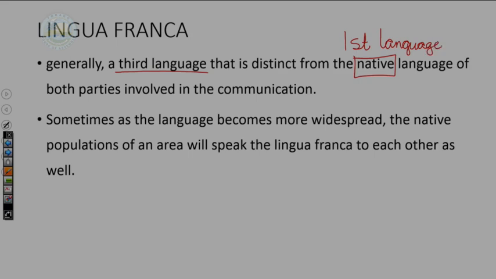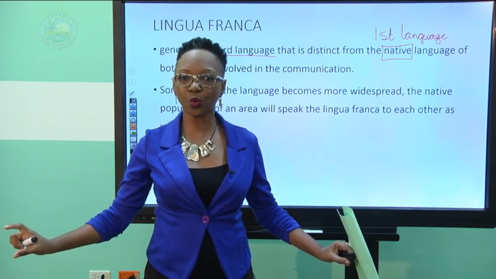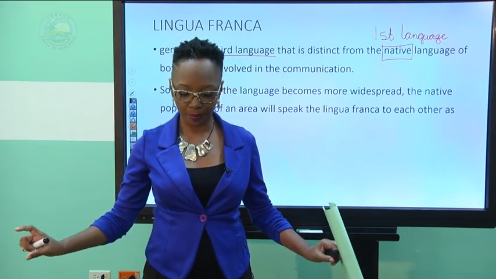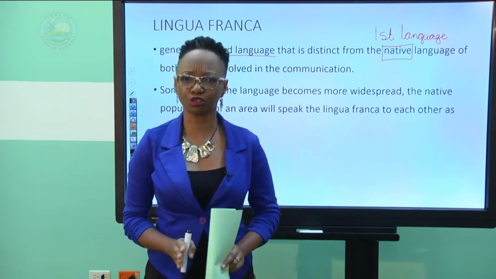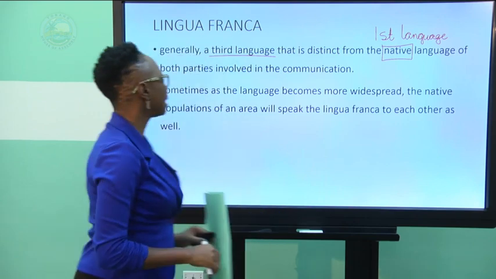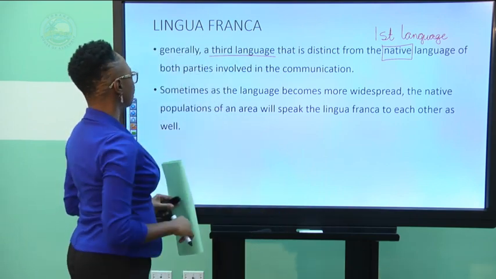That's the language that you learned within the environment that you grew up in. So the lingua franca is a third language that is very distinctive from your native language. And if you have two people involved in communication, if they both speak two different native languages, the lingua franca will be whatever they've decided to use to communicate. That's sort of a middle ground. This is why it's called a third language.